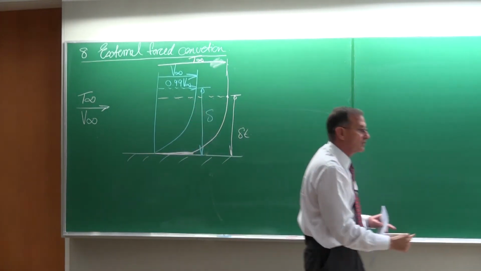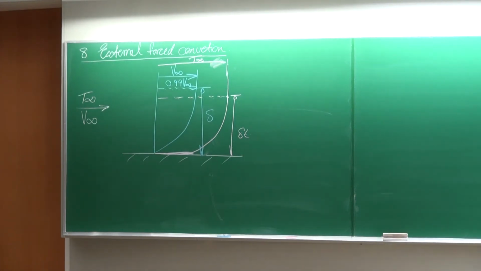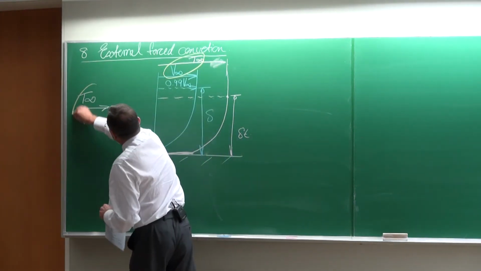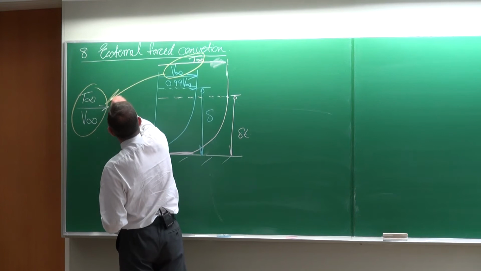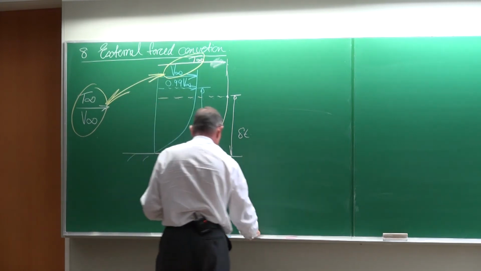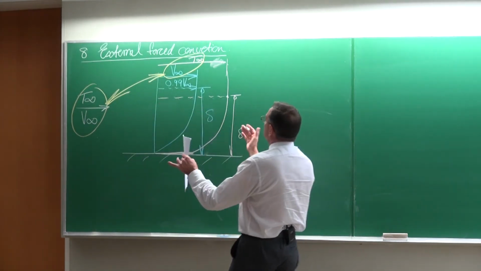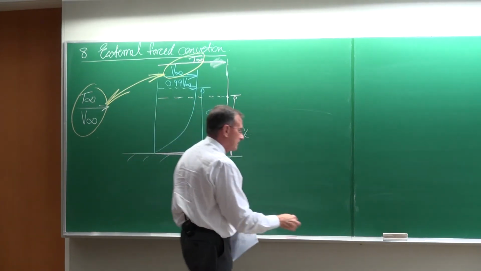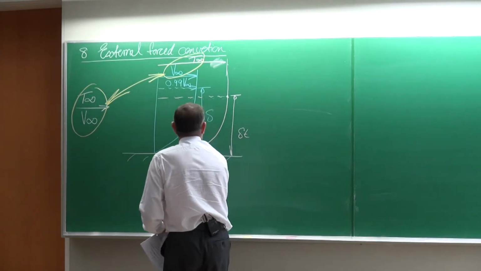So the very important thing to see is that this velocity and that temperature is the same as that of the free stream. And that is therefore being called external convection.